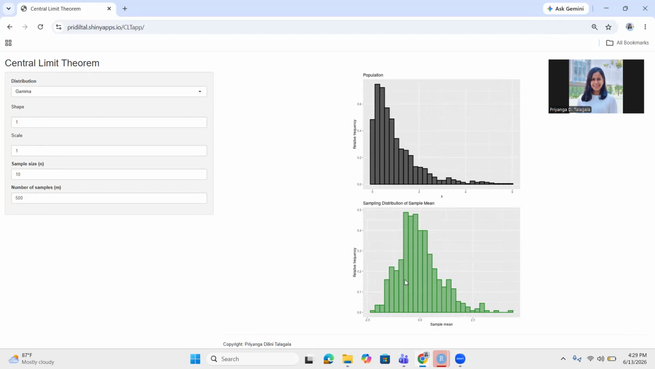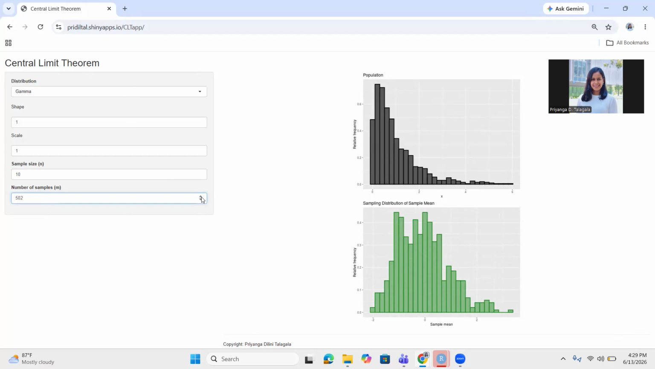On the right side, we have two visual outputs. This first plot shows the population distribution based on the selected model. This helps us understand the shape of the original data, which may or may not be normal. The second plot shows the sampling distribution of the sample mean, which is constructed by repeatedly drawing samples and computing their mean.